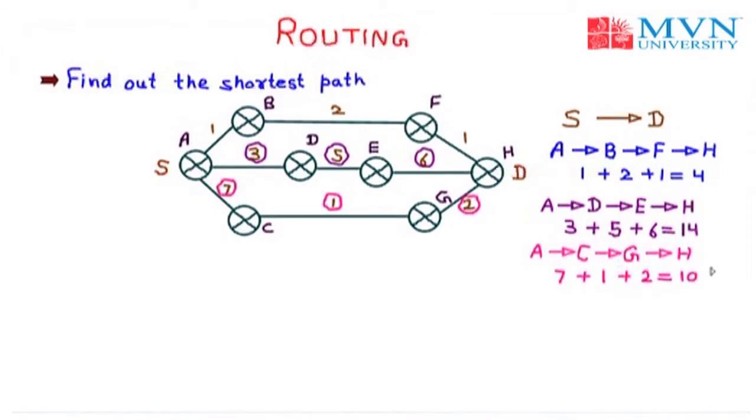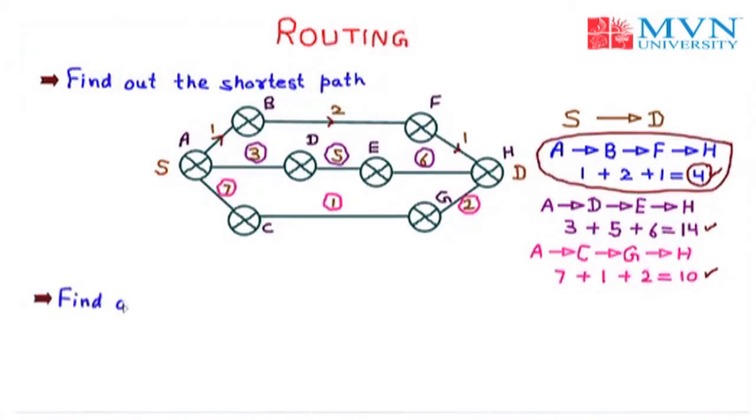So we have three distances in total. The first is 4, the second is 14 and the third is 10. So 4 is the shortest distance. That means the shortest path is from A to B, then B to F, then F to H. So this one is our shortest distance. That is the first issue of routing.